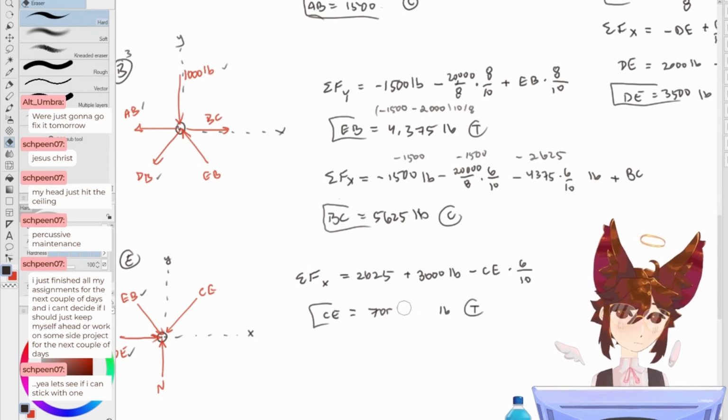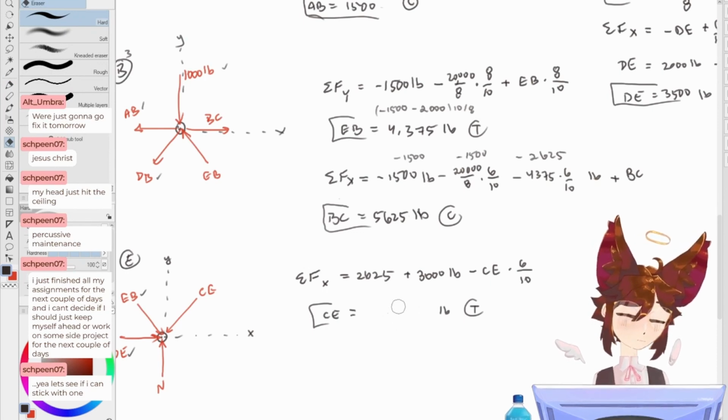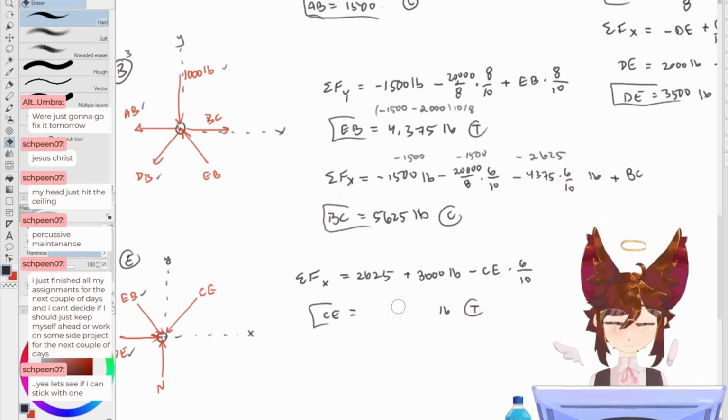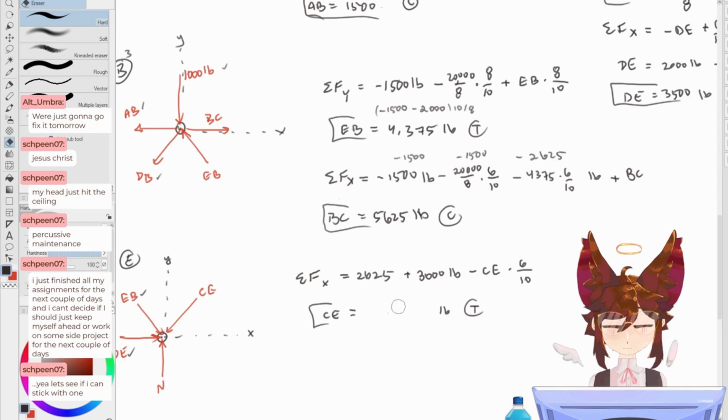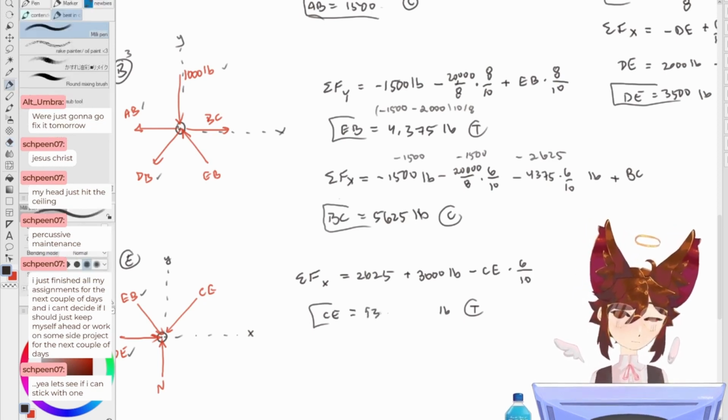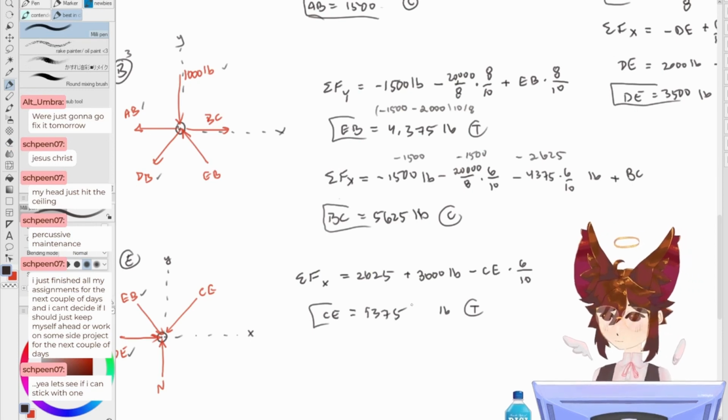Let's see. This is 7. I'll have to do this one with calculator. I don't think I can do that in my head. So what is that? 5625 times 10 divided by 6. 9375. Okay.